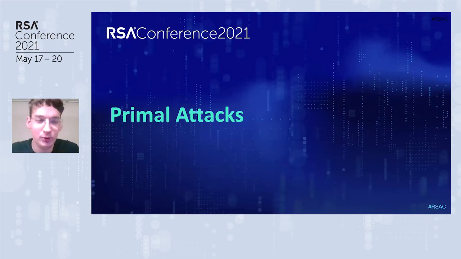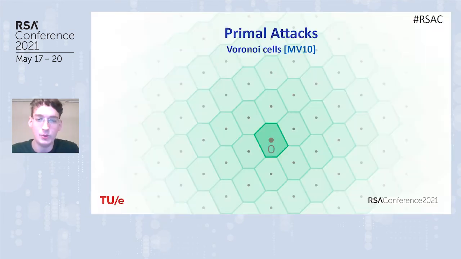Our paper is about dual attacks, but to put it into context, I will first consider primal attacks and cover them briefly. Maybe the most natural approach for solving this problem in high dimensions or any dimension is to use Voronoi cells, because Voronoi cells exactly tell you that if you are in one of these cells, then the lattice point in this cell is actually the closest lattice point out of all lattice points.